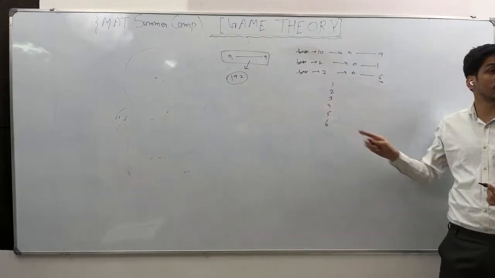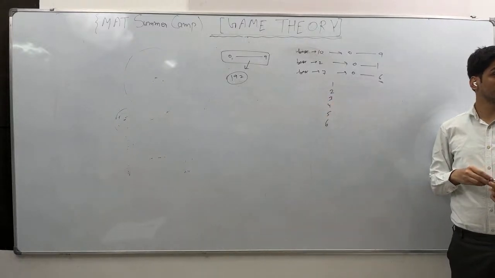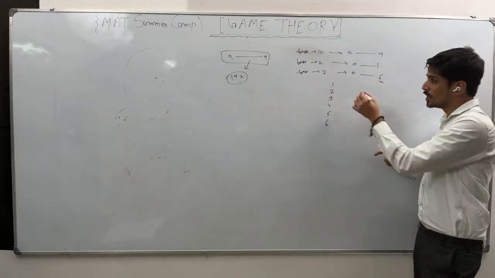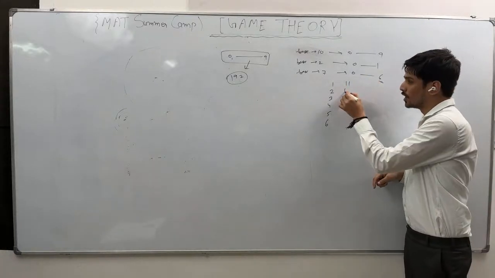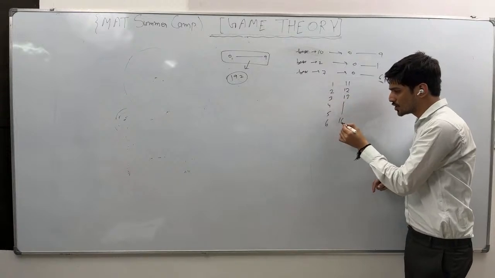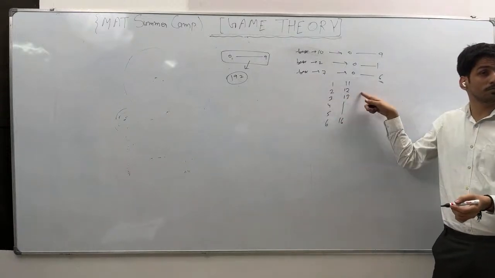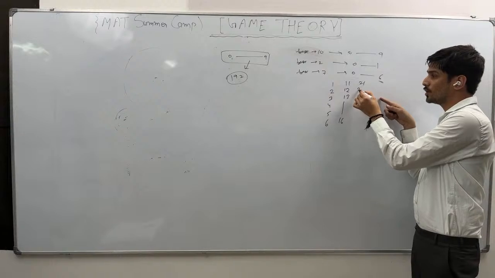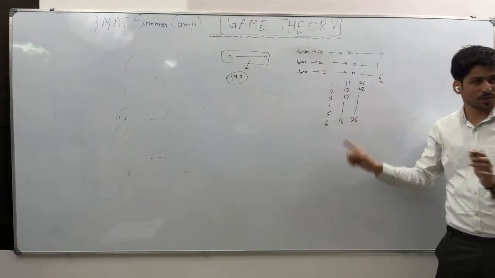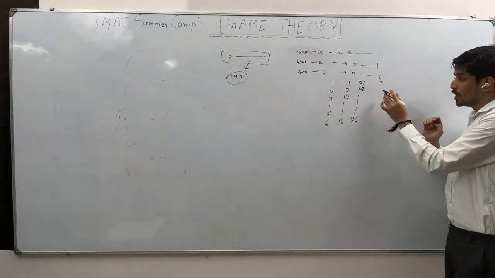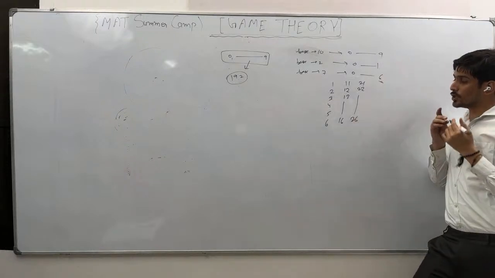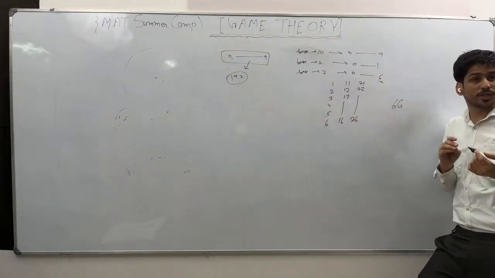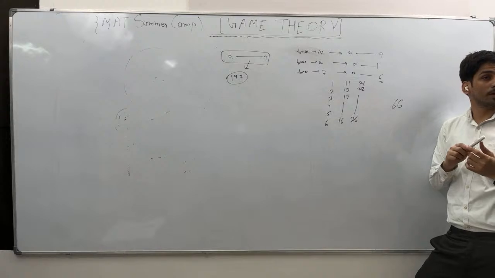Then what happens next? I cannot write 7, right? Because 7 is not available in this system. Then my counting starts with 11, then 12, then 13, up to 16, then 17 won't come. Then what will come? 21, 22, up to 26. Is it clear? Next, what is the maximum two-digit number I can write? 66. After that, what will happen? Are you getting my point?